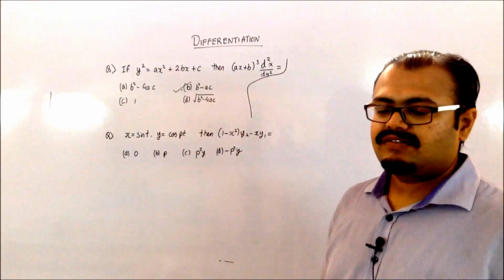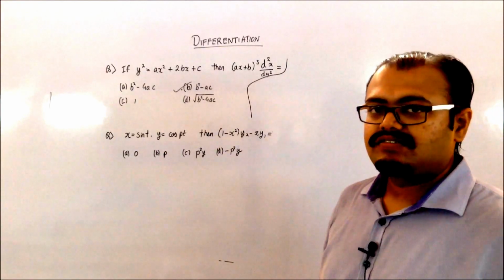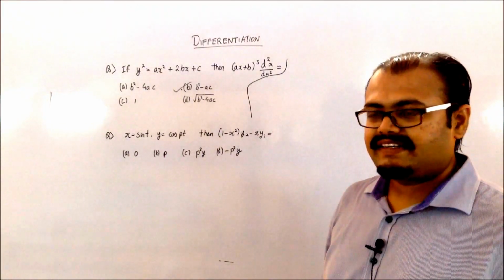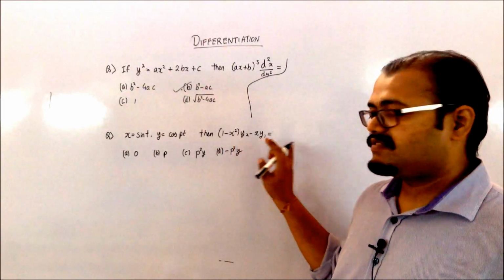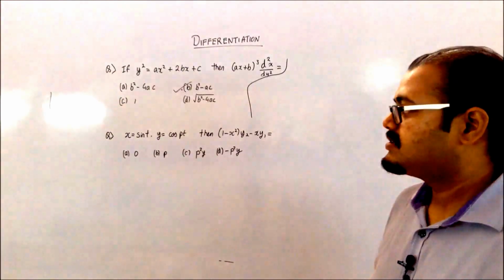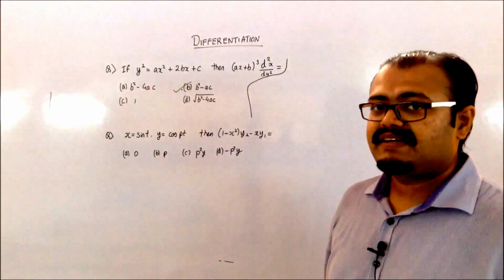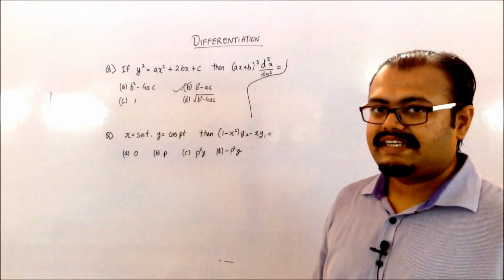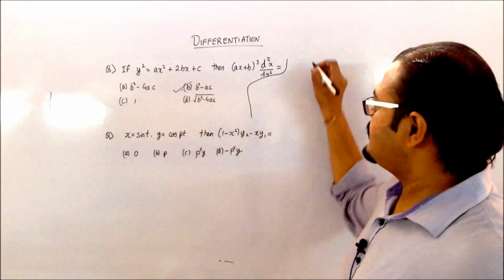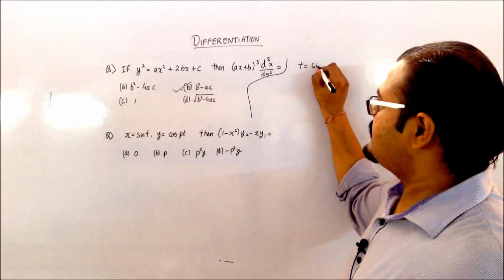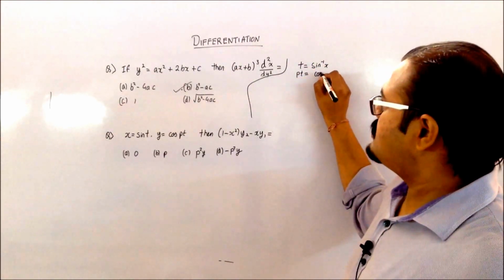Now coming to the second question, you have x equals sin t and y equals cos pt. So basically it's a parametric equation for which you have to find the value of this particular expression. Now if we solve it by the parametric equation method, it will be a tedious method, a long procedure. So instead of that, I can see that my t will be basically sine inverse x, and my pt will be cos inverse y.